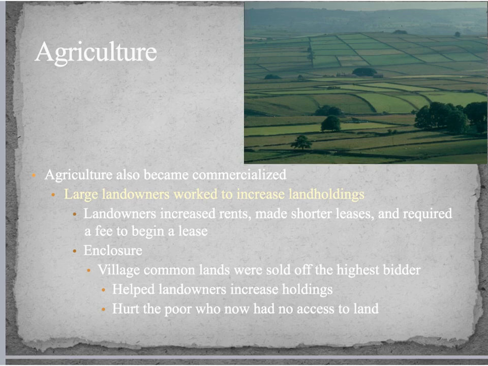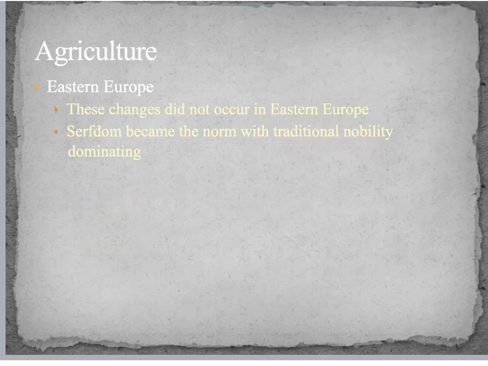What they started doing in Europe, especially England, is getting rid of that and just selling off the commons to the highest bidder. This meant that the wealthy landowners were able to buy even more land, and now the poor, who previously had only had access to that common land, now had access to almost no land. These changes did not occur in Eastern Europe. Eastern Europe continued with serfdom as the norm and the traditional nobility dominating. So even though Western Europe was moving on to this new type of economy, that was not happening as quickly in Eastern Europe.